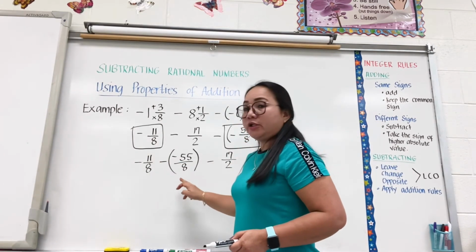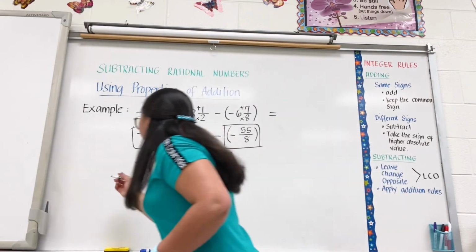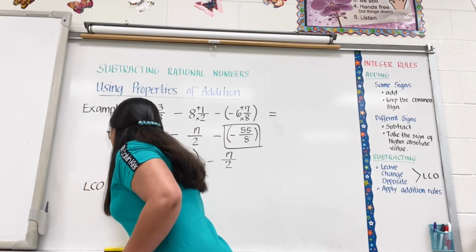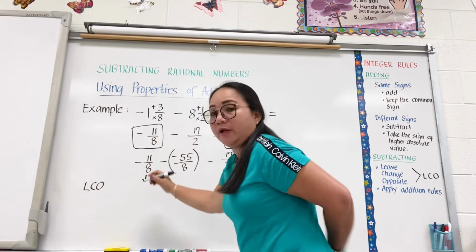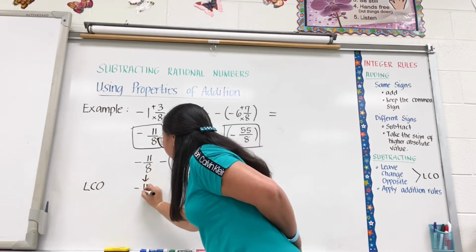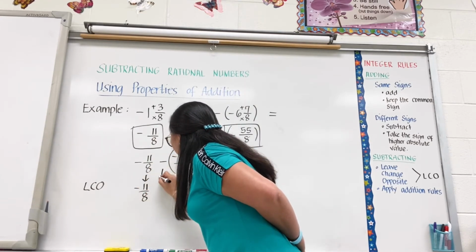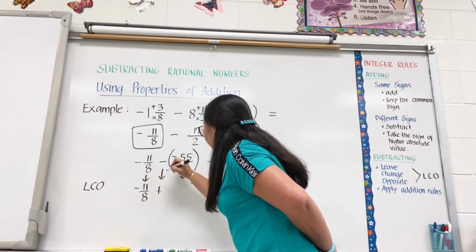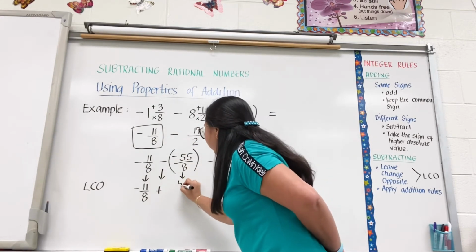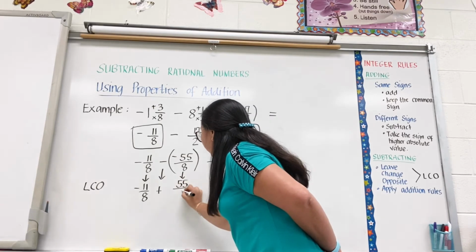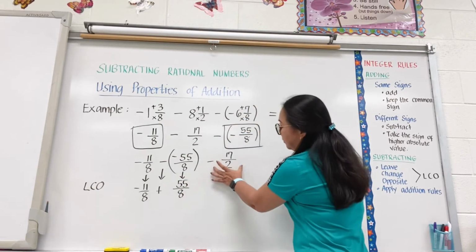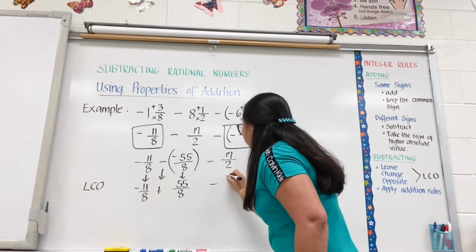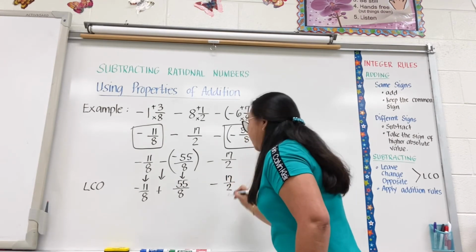Like denominators, so use the LCO for subtraction. So keep negative 11 over 8. Change the minus sign to plus sign. Opposite of negative 55 over 8 is 55 over 8. Then bring this down, minus 17 over 2.